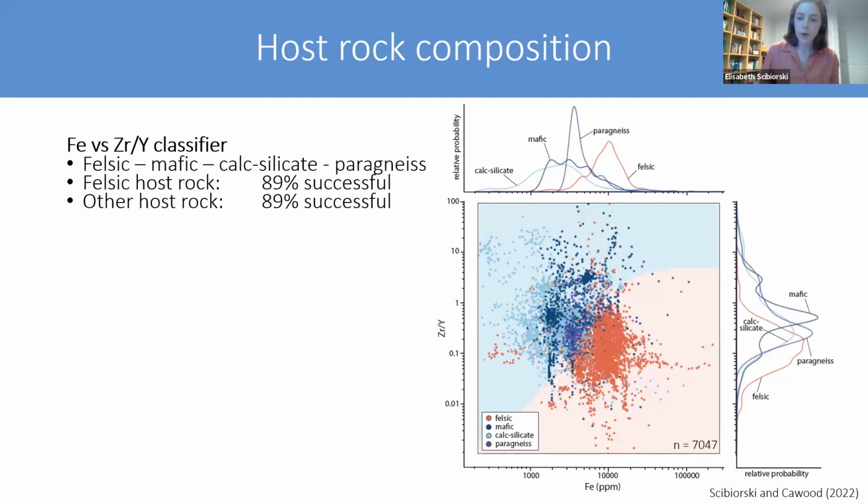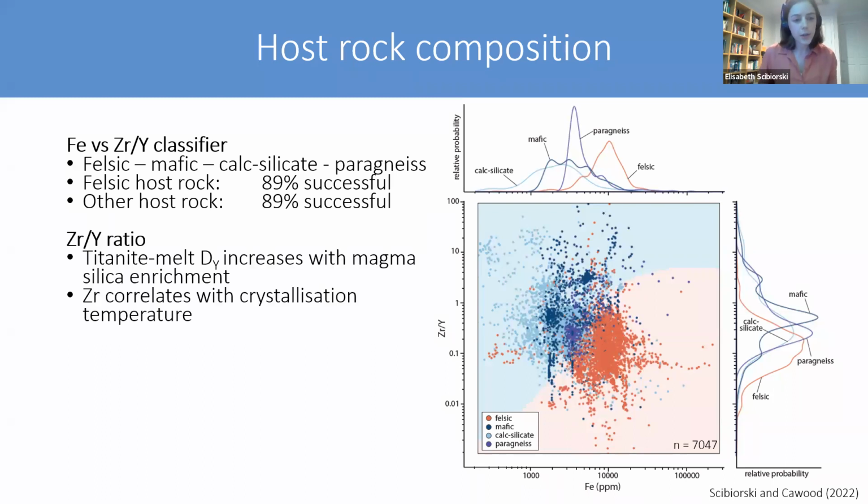Okay, so let's talk about the bulk rock composition. For this, we categorized all the lithologies into four simple categories: felsic, mafic, calc-silicate, and paragneiss. And so using the same approach as with the igneous metamorphic classifier, so this support vector matrix, we found that the classifier was overall 89% successful on the test data set, which is really good. And so those titanites from felsic host rocks have higher iron content and lower zirconium-yttrium ratios.